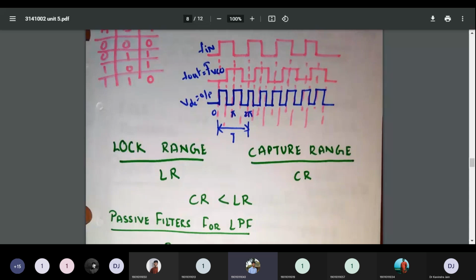Okay. Lock range is the range of frequency over which PLL follows the change in Fin. Capture range CR is the range of frequency in which PLL acquires the phase lock.